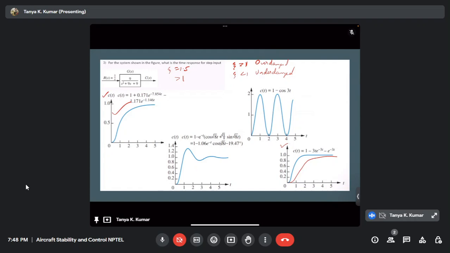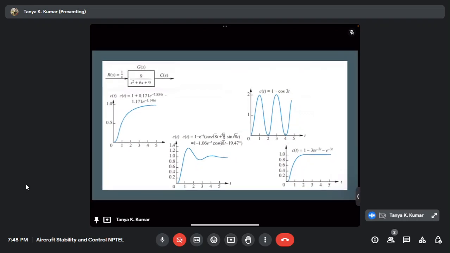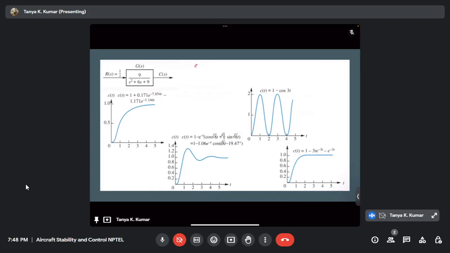So let's look at another question. Look at this one. So the equation has changed. Okay. Now tell me which one would be the right graph. So the first case was overdamped. Now find the damping ratio again. What is the damping ratio here in this case?